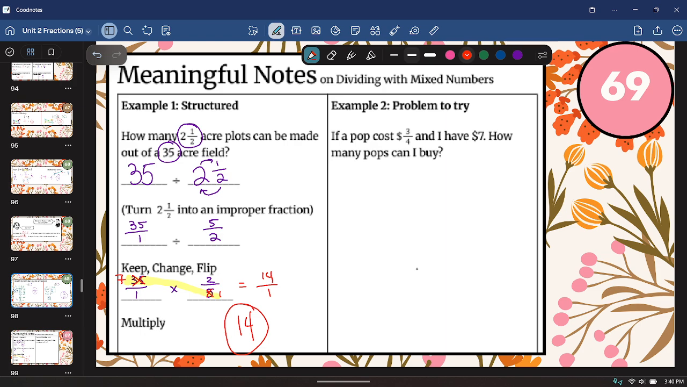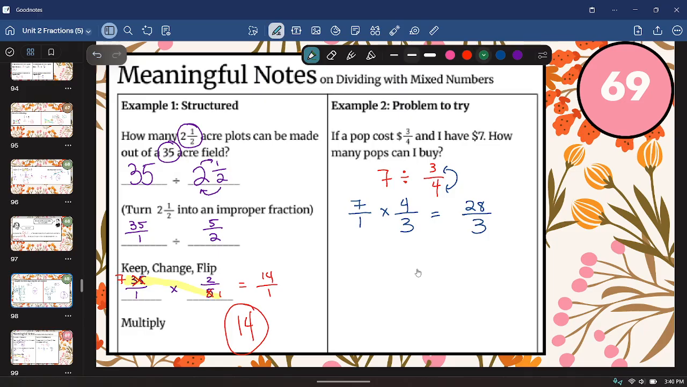All right, hopefully you did it. You should have set it up with 7 divided by 3/4. Remember, we've got to do keep, change, flip. So it's going to be 7 over 1 because it's got to be a fraction. Change it to multiplication, and then we've got to flip the other fraction, so it becomes 4/3. We cannot pre-simplify it, so we just have to go with it, and we'll get 28/3. That does not mean all that much to me.